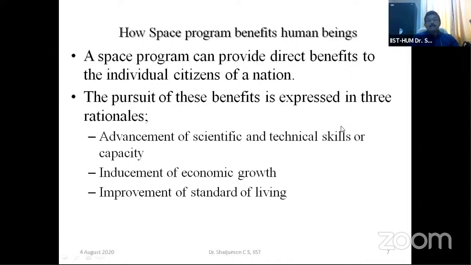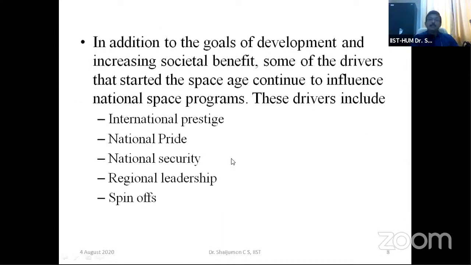One, scientific and technological skills and capacity addition. Next is inducement to the economic growth of a country. Any technology, including space technology, will induce the economic growth of a country. Next is improvement of standard of living. So this is how space technology benefits human beings. In addition to the goals of developing technology for social benefit, there are various other reasons that countries pursue space technology or space development.